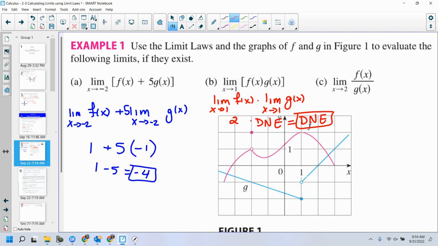Why does the limit as x goes to 1 of g of x not exist? Why does it not exist? Somebody explain it to me. I forget, I blanked out. I've lost my memory. Why does it not exist? Oh, somebody tell me.